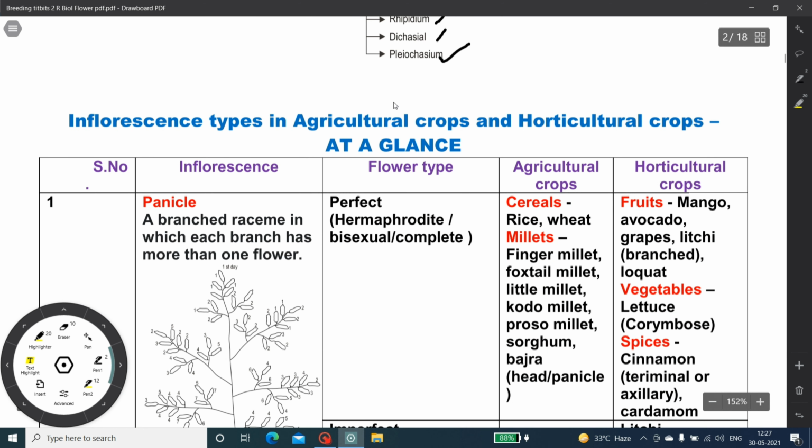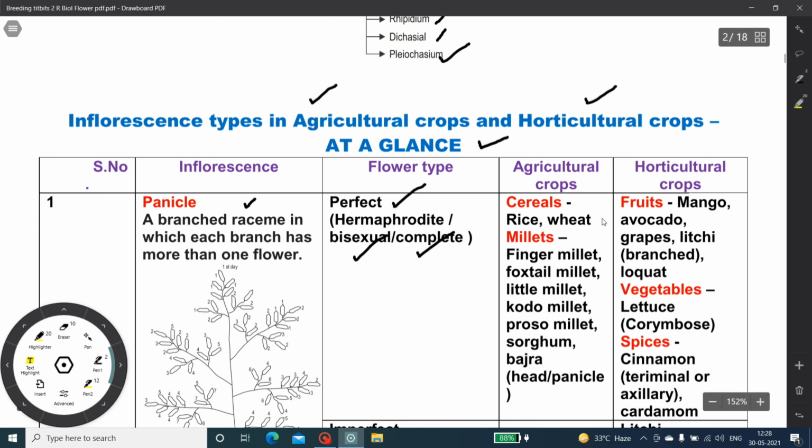Next, we will see the inflorescence types which are present in agriculture crops and horticulture crops. This is a summary of a lengthy table, and this is more useful from the examination point of view. The first one is panicle, a branched raceme in which each branch has more than one flower, and the flowers are perfect. Perfect means hermaphrodite or bisexual or complete, which means both male and female reproductive organs are present in the same flower.